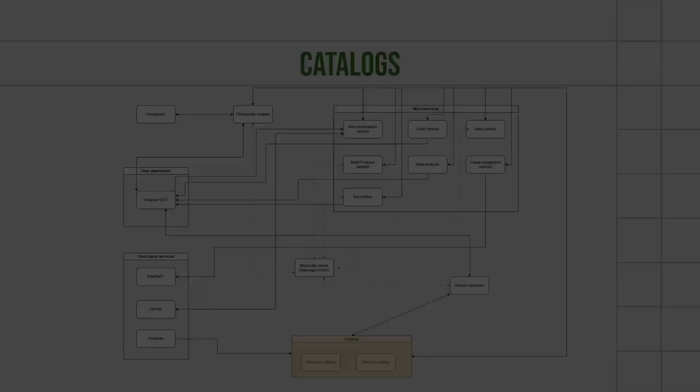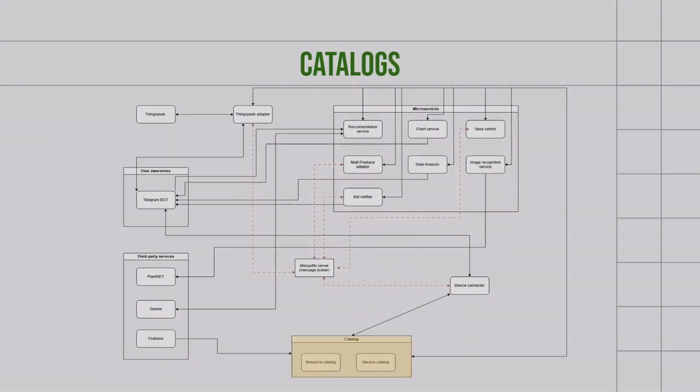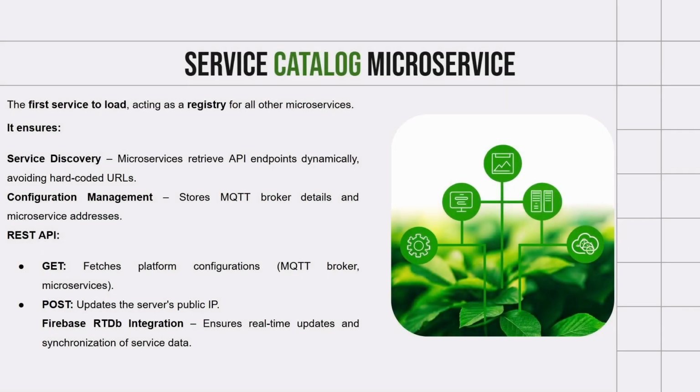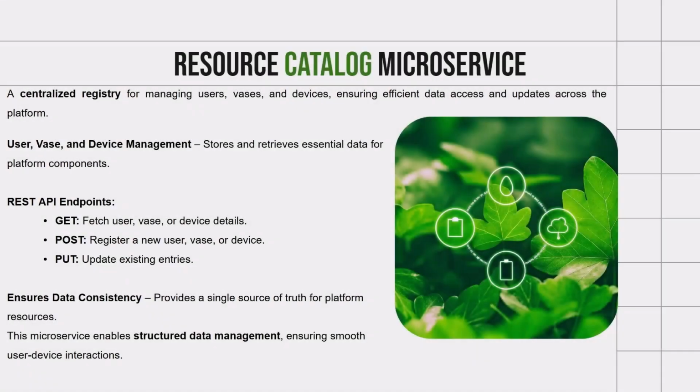Catalogs. As you can see, we have a resource and service catalog. The service catalog is the first service that loads in our system and works as a registry because it holds the MQTT broker details and also the endpoints of our REST communication protocol. We use this in order to avoid hard coding, so the system can be more dynamic and efficient. In the resource catalog microservice, we essentially keep track of every piece of data related to users, plants, and devices, and we keep them in the same place so we have a single source of truth throughout the whole platform.